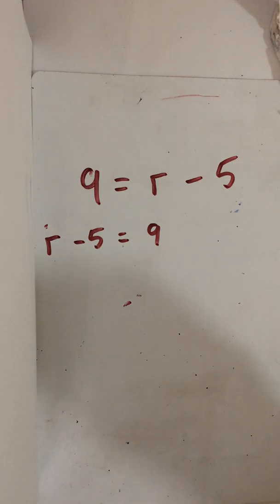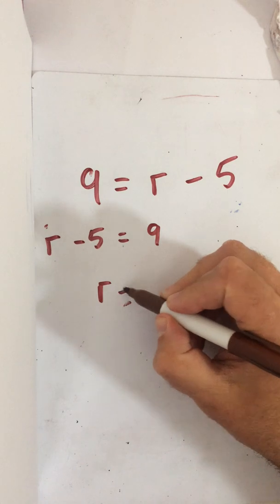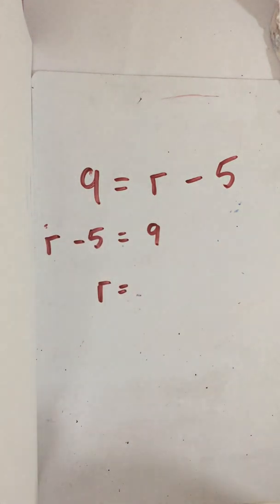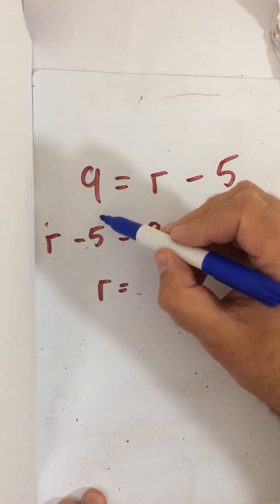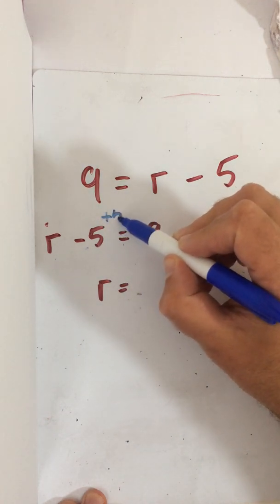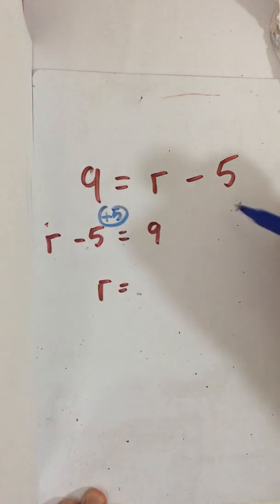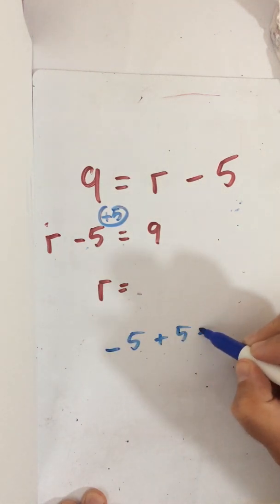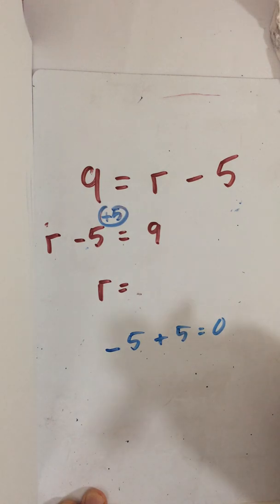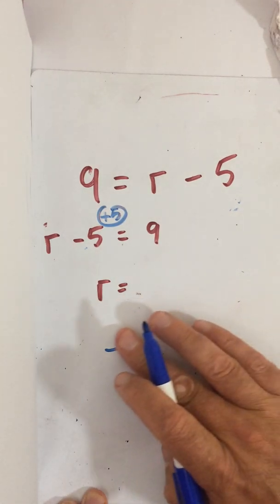Now, using the balance method, I want to be left with just r on this side of the equation. To do that, this is a minus 5. To get rid of that minus 5, I have to plus 5, don't I? Because minus 5 plus 5 gives me nothing, doesn't it? So I want to get rid of that minus 5.